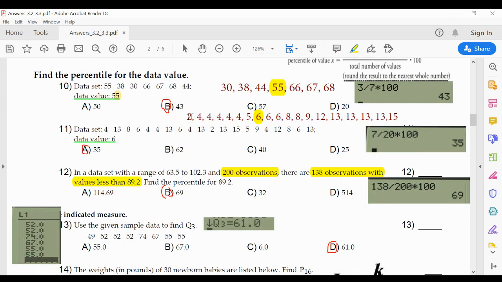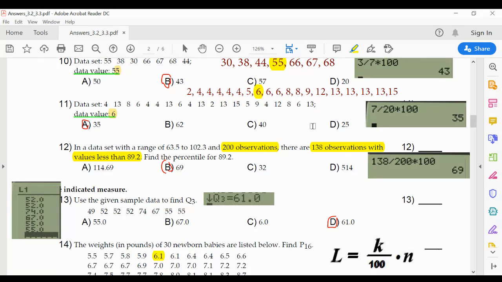Number 11, it took me a little time here to put these numbers in order. My target number is the number 6. The first time I see the number 6 is right here. How many numbers are less than 6? Well, there's 7 of them. How many total numbers? 20. Multiply that by 100, round it to the nearest whole number, 35. It's in the 35th percentile, the number 6. Kind of makes sense. This number 6 is bigger than 35% of all the other numbers here. Now, for 62, it'd have to be somewhere out here.